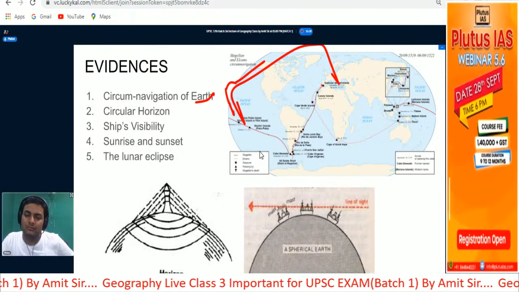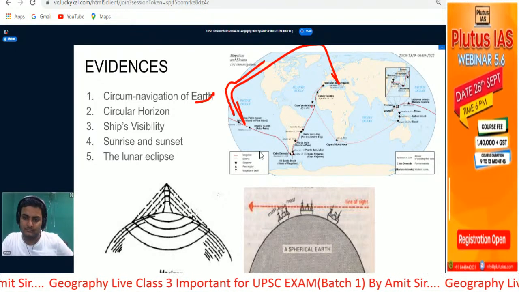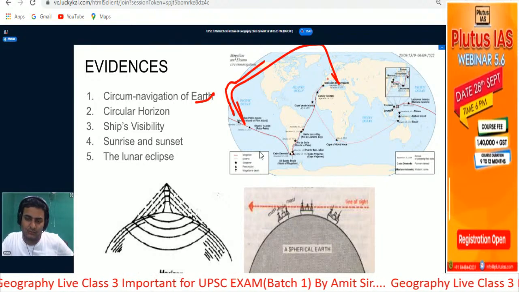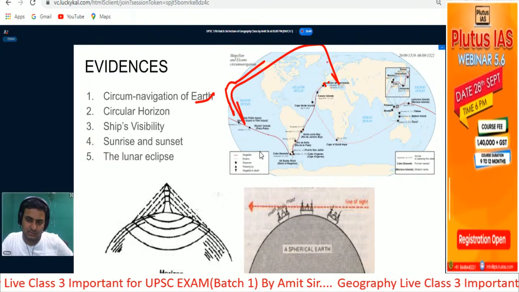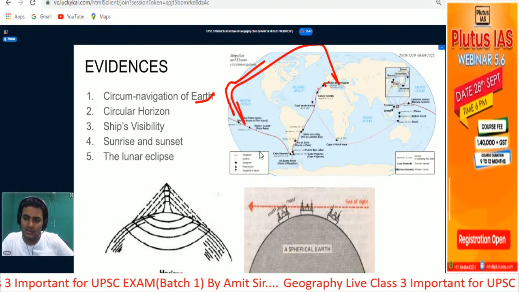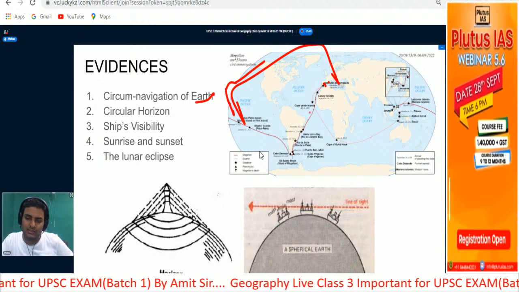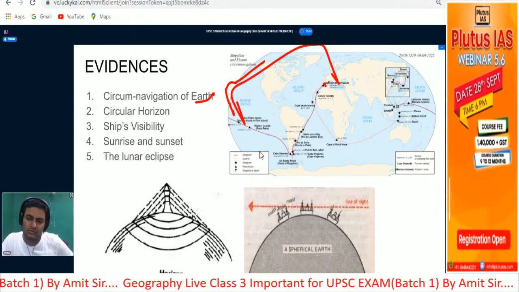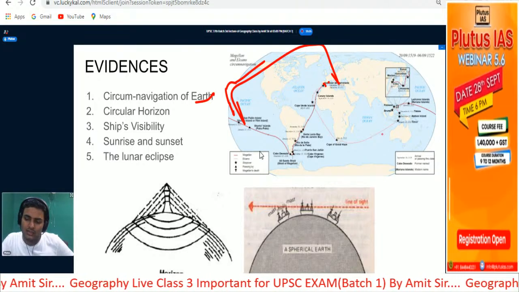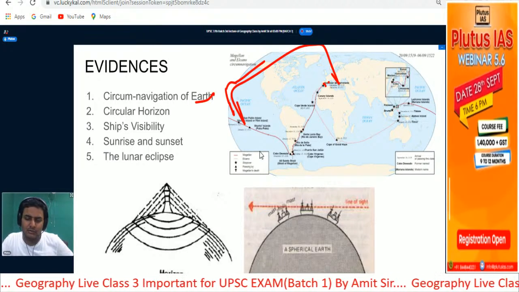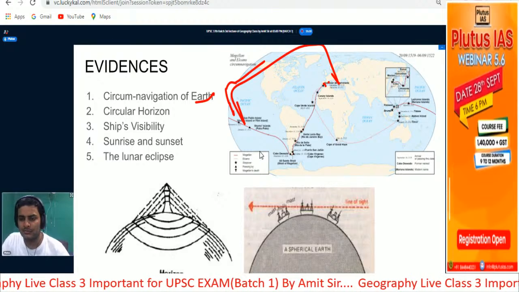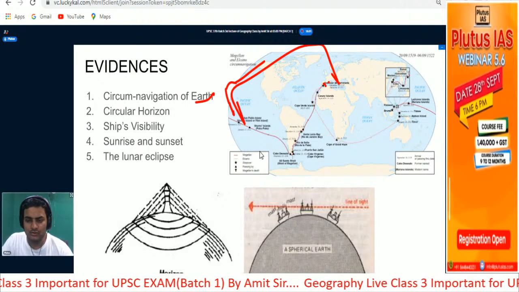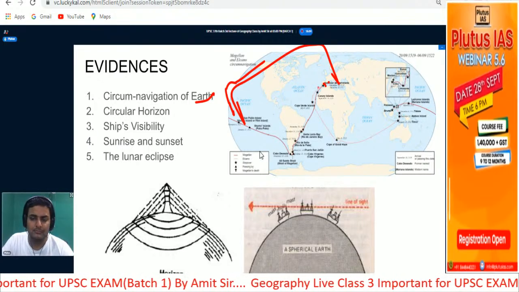So Magellan was the man who decided to take the tour. So he started from here, near the Strait of Gibraltar. Then he entered South America. Then after moving around, in some duration, I don't remember exactly, might be a year, he came back to Europe.